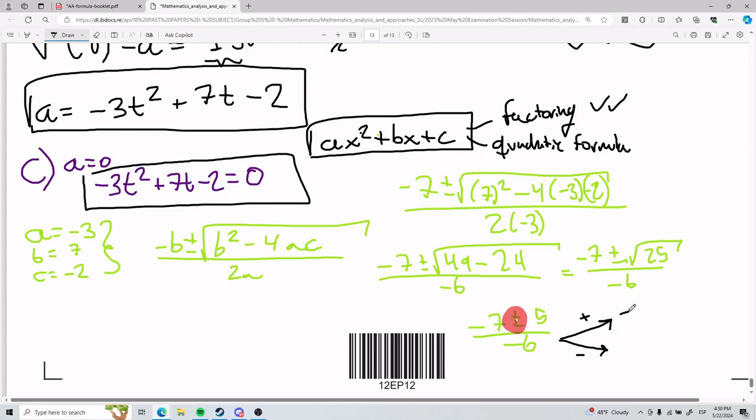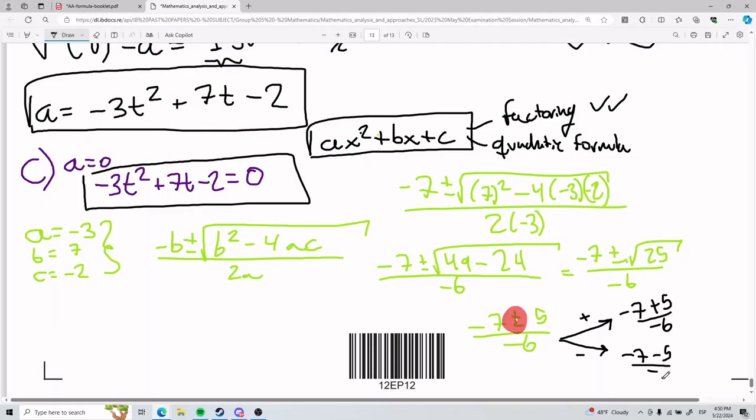And so up here, I can do -7 plus 5 divided by -6. And for the other one, you can do -7 minus 5 divided by negative 6. And so this one up top ends up being negative 2 divided by negative 6. And this other one ends up being negative 12 divided by negative 6. So this one up top is going to be positive 1 over 3. And this one on the bottom is going to be positive 2.